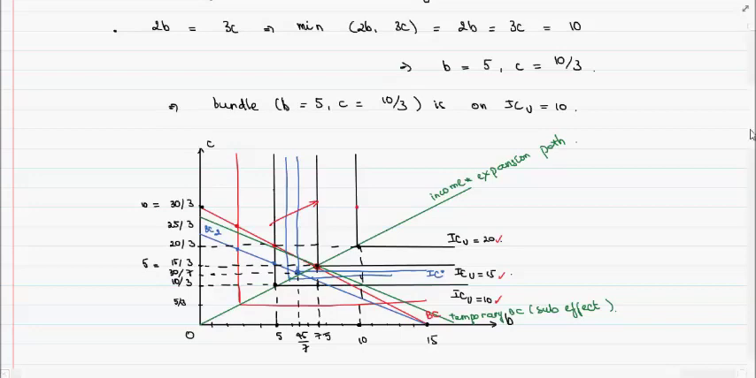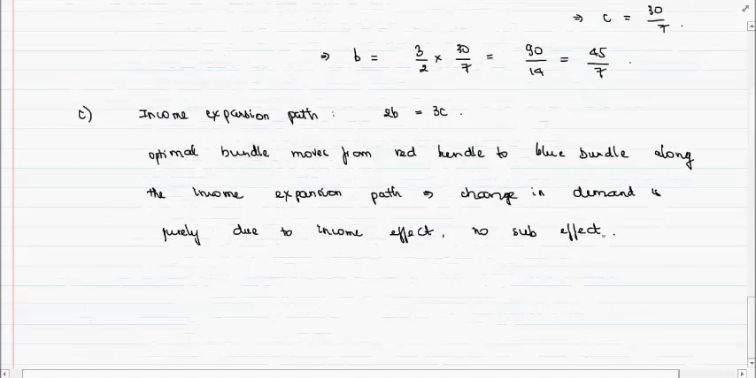So therefore there is no substitution effect, and the only effect that is causing the consumption bundle to move from the red bundle to the blue bundle is the income effect in this case. Okay, so it's purely income effect and there's no substitution effect.